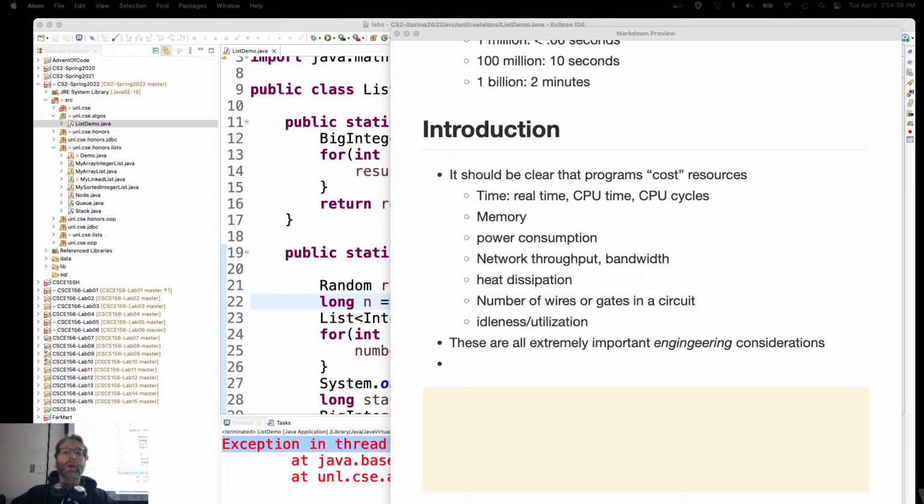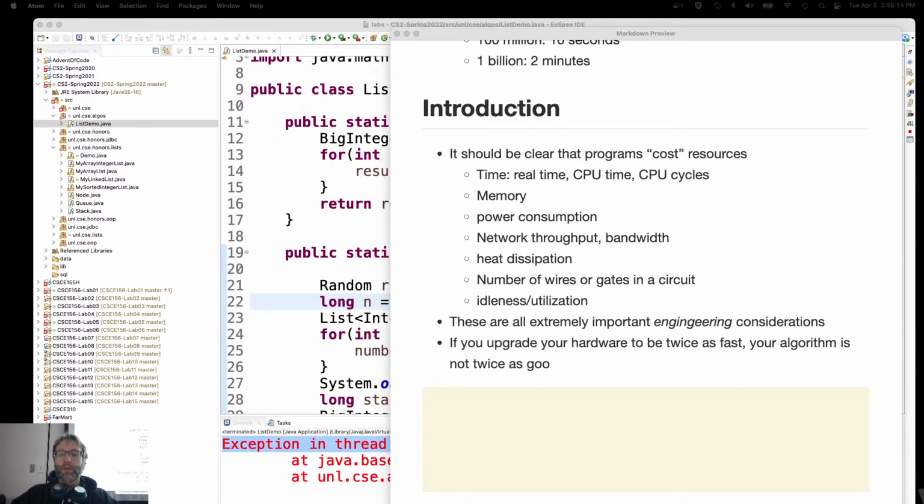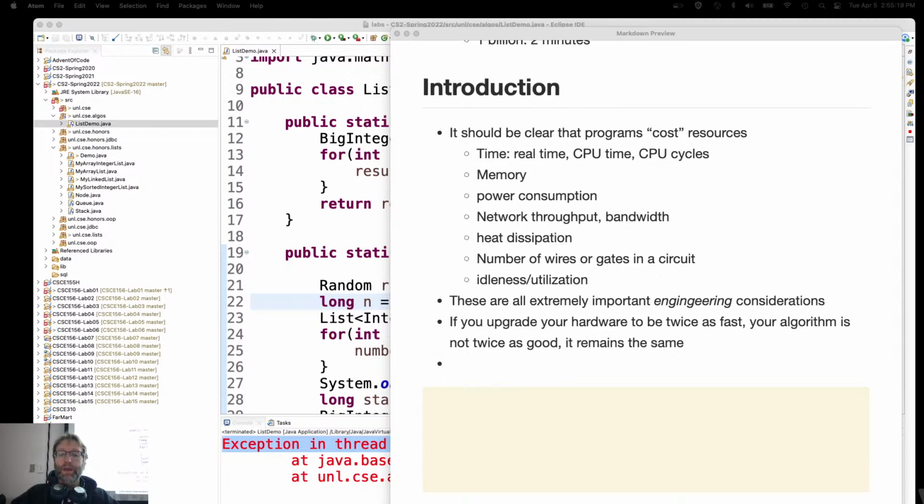Right? If you upgrade your hardware to be twice as fast, your algorithm is not twice as good, right? It remains the same. There are the same number of steps involved regardless of the hardware you run it on.